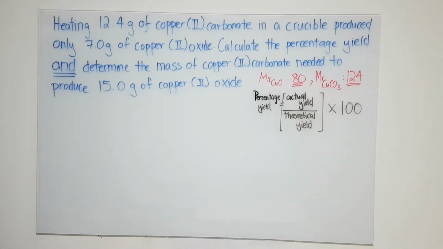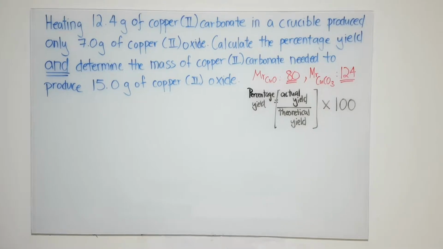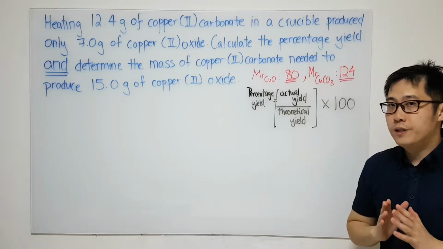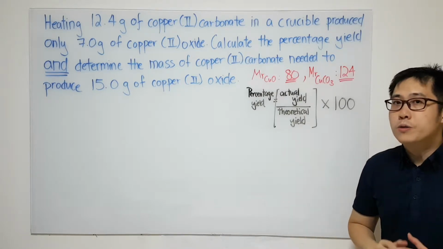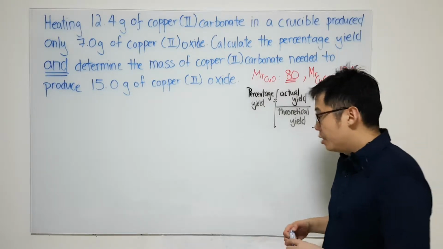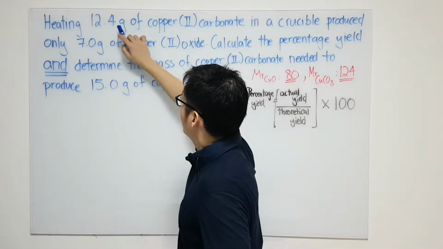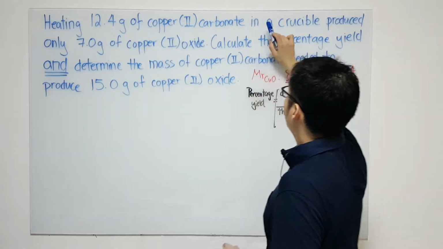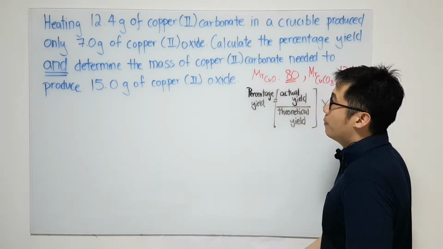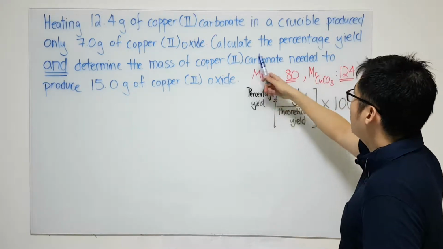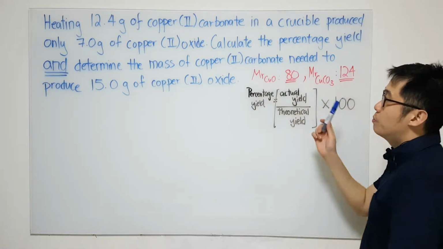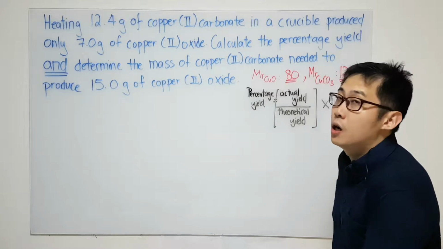In this video, we are going to look at how to calculate percentage yield, and not only to make use of this calculation formula, but to also see another variation of how this question can come about. In this question, we are looking at 12.4 grams of copper carbonate in a crucible after heating, produces 7.0 grams of copper oxide. The question asks you to calculate the percentage yield and then determine the mass of copper 2 carbonate needed to produce 15 grams of copper oxide.